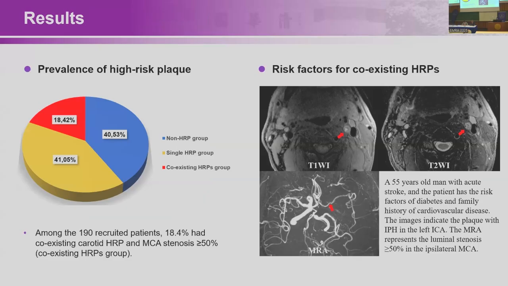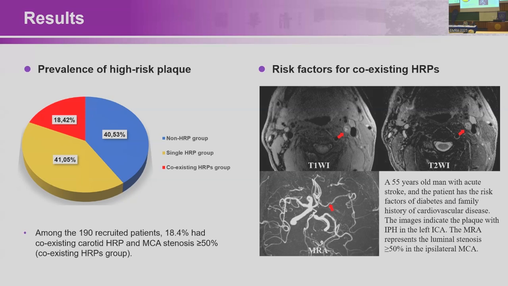This figure shows the prevalence of high-risk plaques. The red area represents the incidence of coexisting HRPs among the 119 recruited patients. 18.4% were in the coexisting HRPs group.